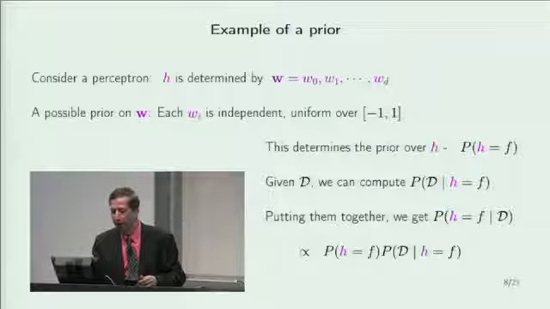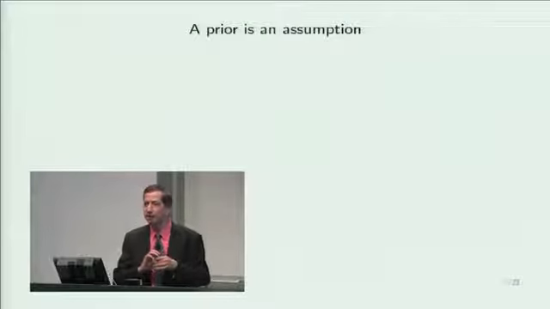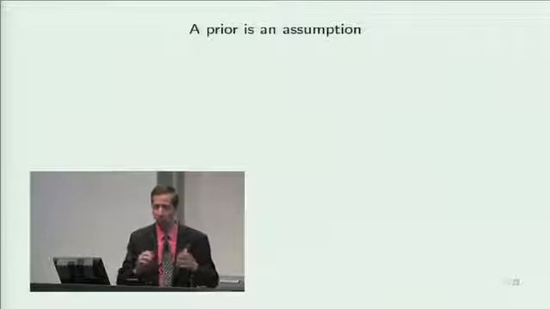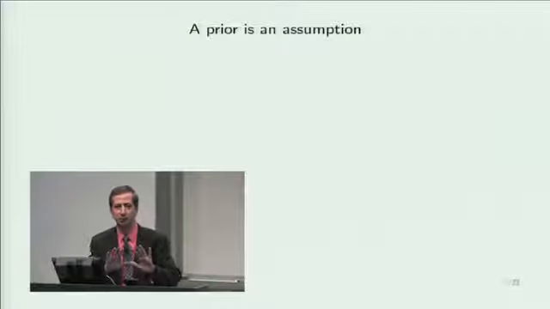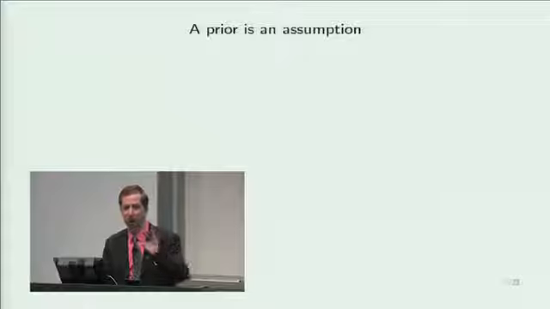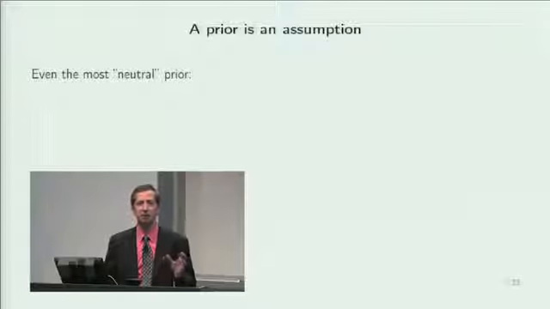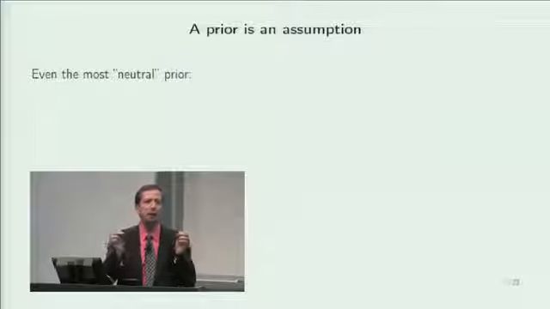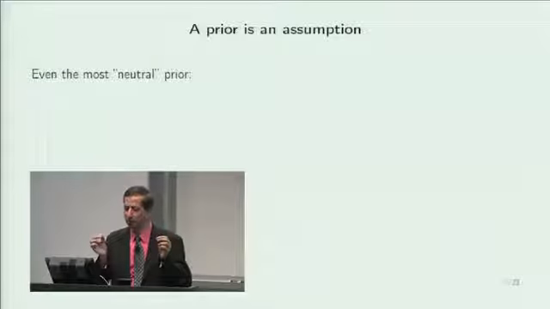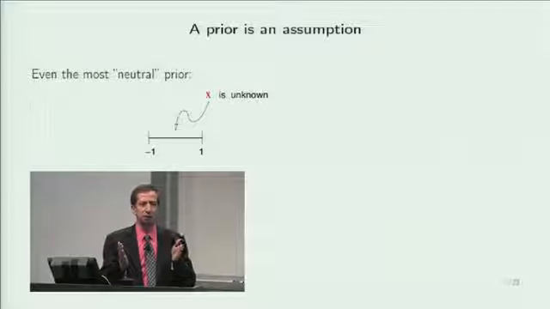Now we make the main statement about the prior, and the main statement is that the prior is indeed an assumption. Let me take a very simple case, which doesn't have to do with learning in particular, to make the point. Let's say that I take the most neutral prior to describe something unknown, like a target function. In this case, it will be a number. I have an unknown number, and all I know about it is that it's between -1 and +1.